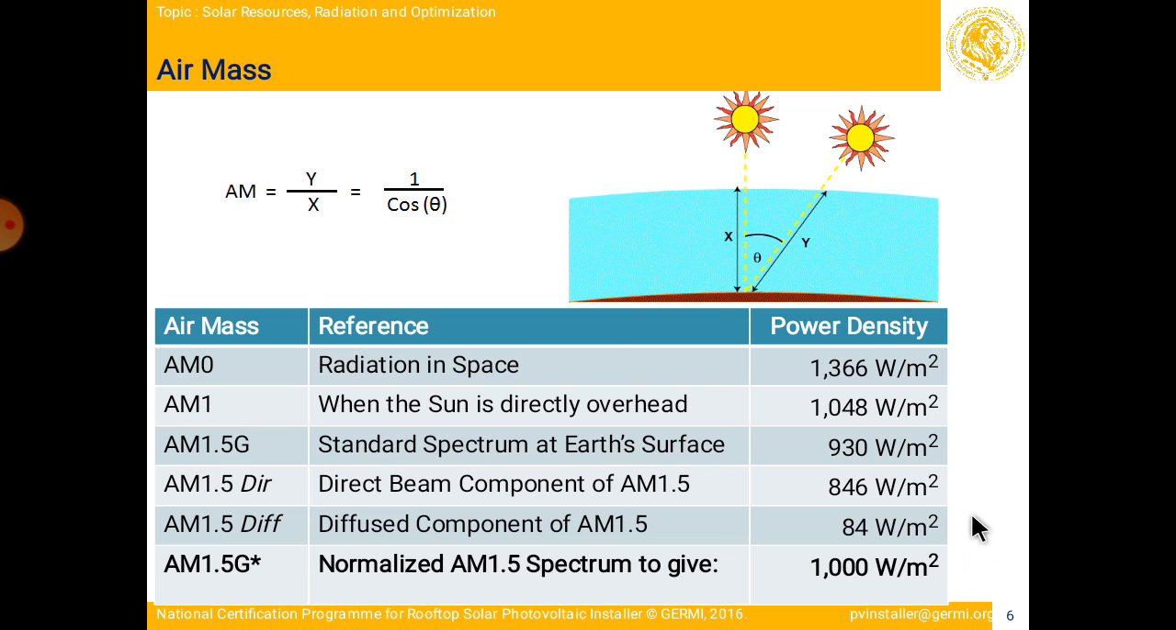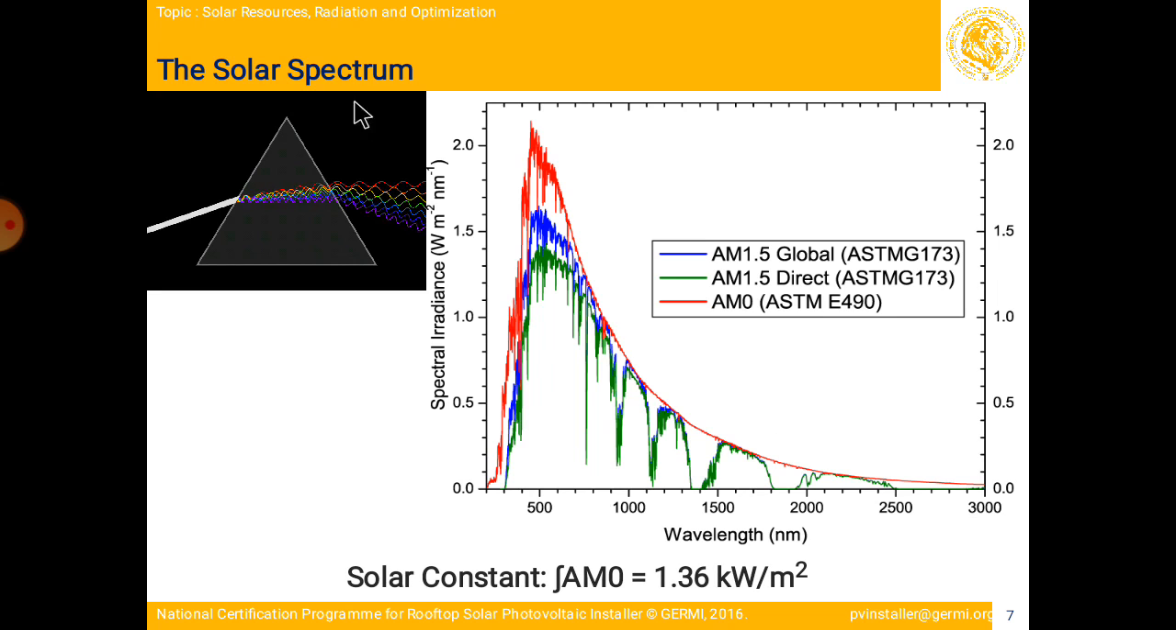Now let us discuss the solar spectrum. You are already aware of this prismatic spectrum of the solar. These colors indicate that AM 1.5 global is the red color, and the green is AM 1.5 direct, the direct beam that we receive on the earth at a specific point, and this red one is AM0, ASTM E.